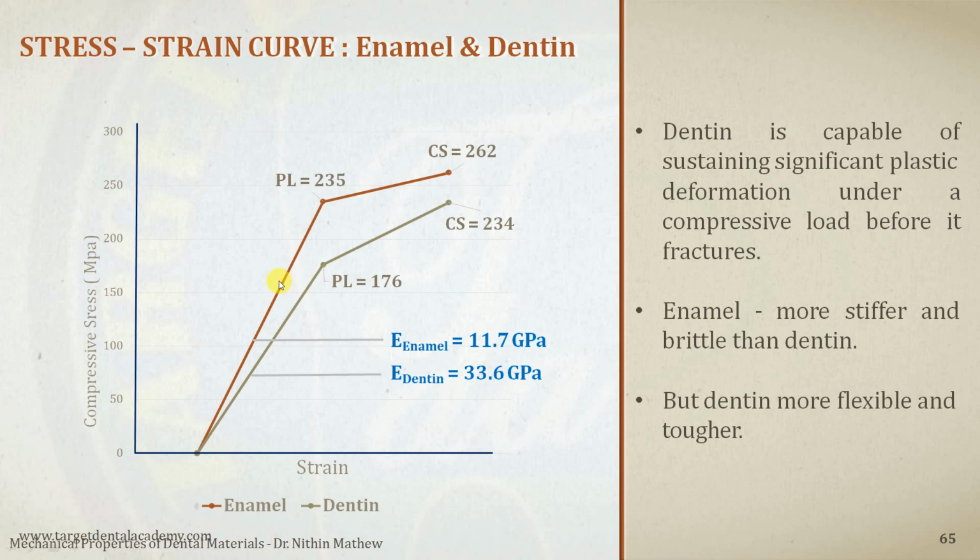So enamel is stiffer and more brittle than dentine. It is stiffer, so it has a higher modulus of elasticity. But dentine is more flexible, so it has a low modulus of elasticity, but it is tougher.